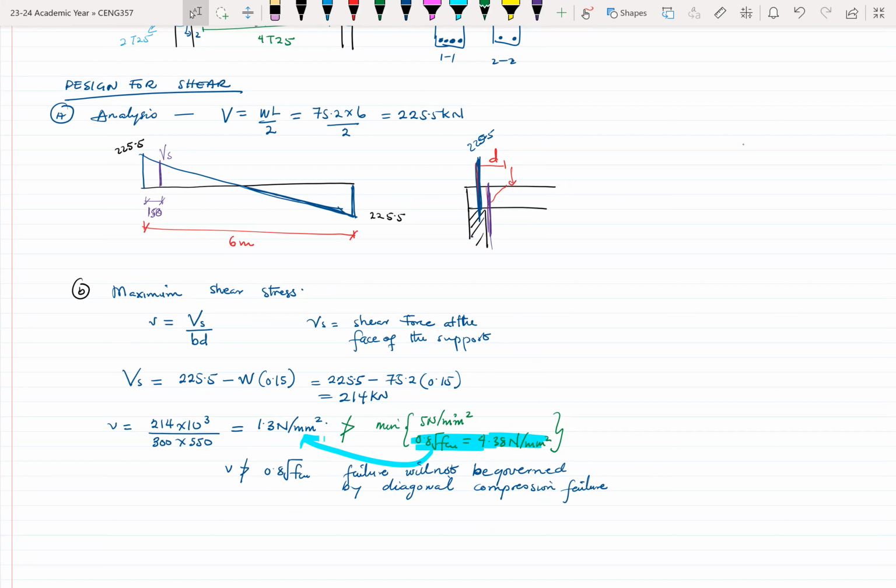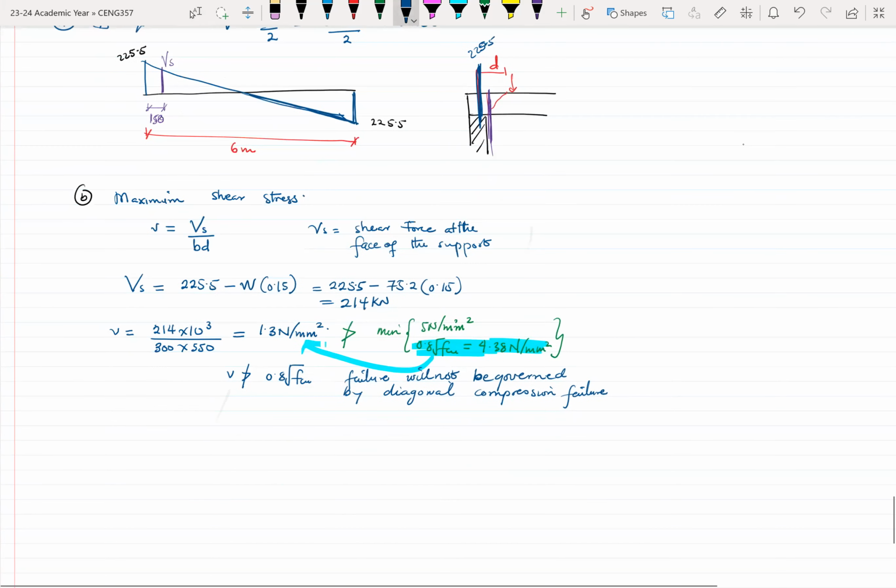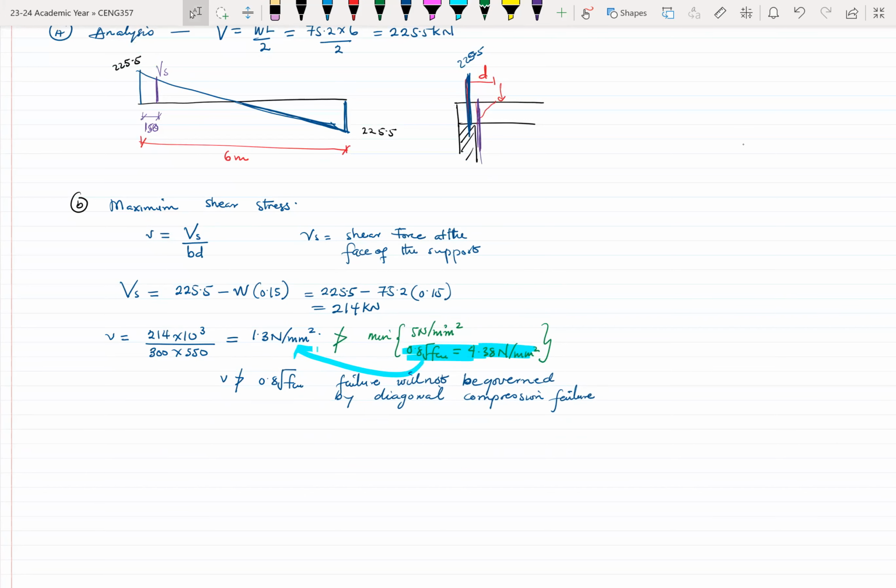V, or the maximum shear stress, should not be higher than 0.8 square root of FCU. Okay. So once we find the maximum shear stress, what do we do? The next step is to look at the shear links, right? See if we will even need shear links or not. All right.